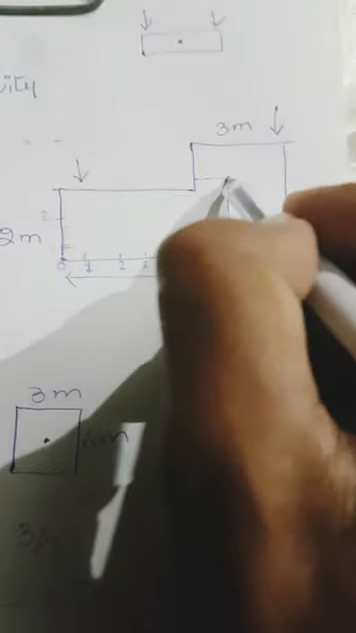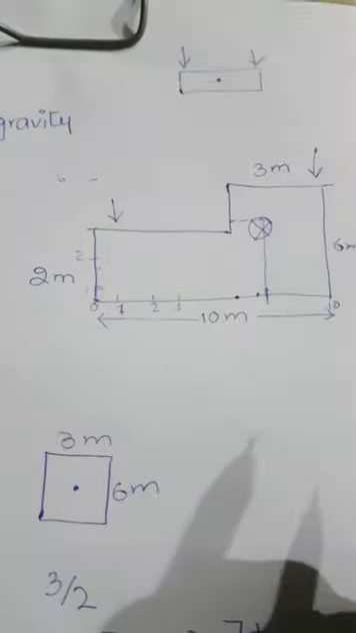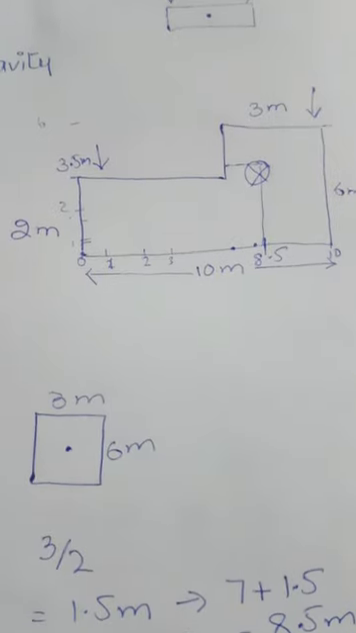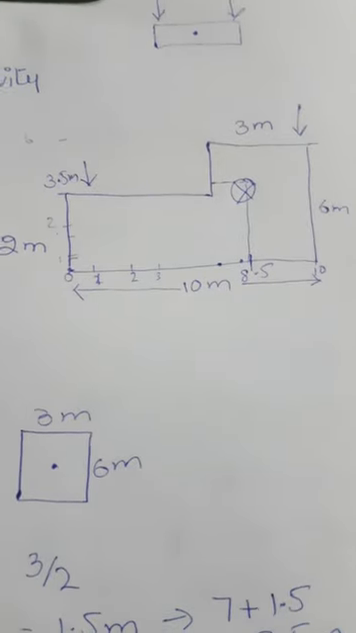From here we will go 7, then 8 and 8.5. From here, 2 meter, 2 and 3, 3.5, and somewhere here its center of gravity lies, at 8.5 and from here 3.5 meter. So this is how to find the center of gravity of that object.